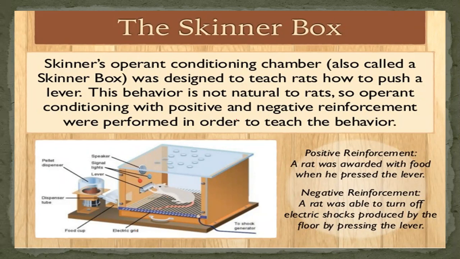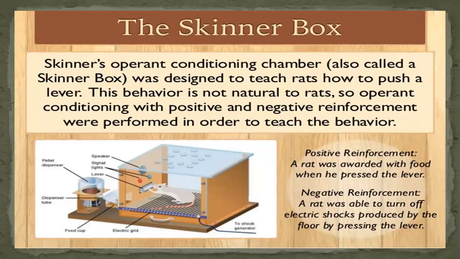So operant conditioning with positive or negative reinforcement was performed in order to teach the behavior. Like we just give some stimulus to teach any type of animal. That is the common method we use to teach animals any type of behavior, like horses, elephants, camels, lions, which are used in the circus. So these are the terms which are used to teach behavior to those animals.